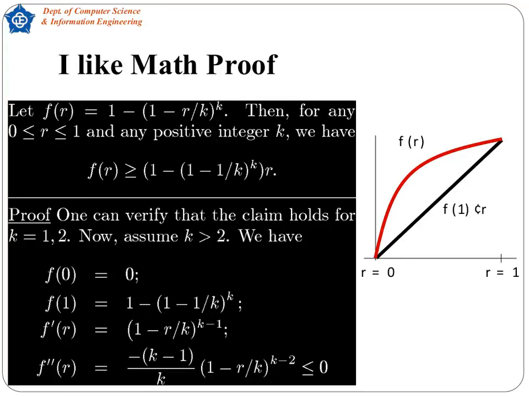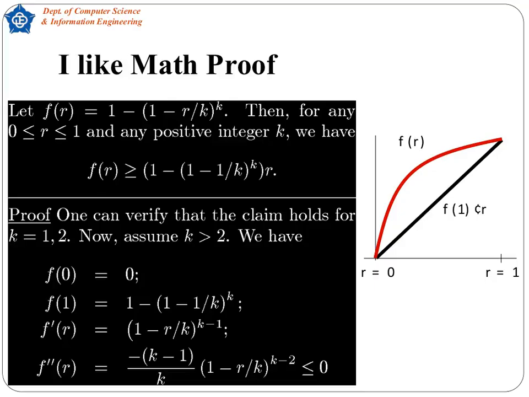Building on our earlier definition, we now introduce f(r) equals 1 - (1 - r/k)^k, and claim that for any r in [0, 1], and any positive integer k, f(r) is greater than or equal to (1 - (1 - 1/k)^k) r. On the left, you see the statement and a brief proof. We start by checking the trivial cases k equals 1 and k equals 2 by direct computation. Then, assuming k greater than 2, observe f(0) equals 0 and f(1) equals 1 - (1 - 1/k)^k.